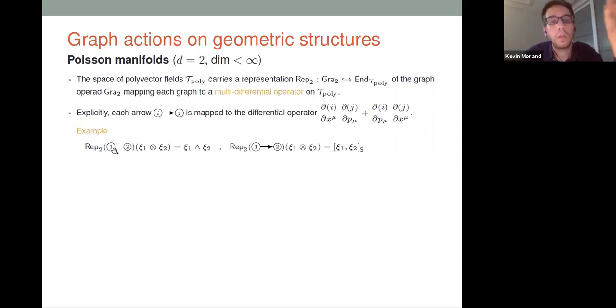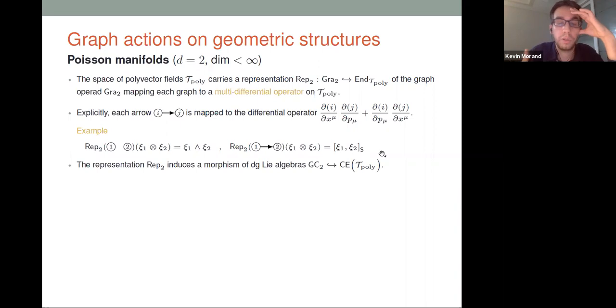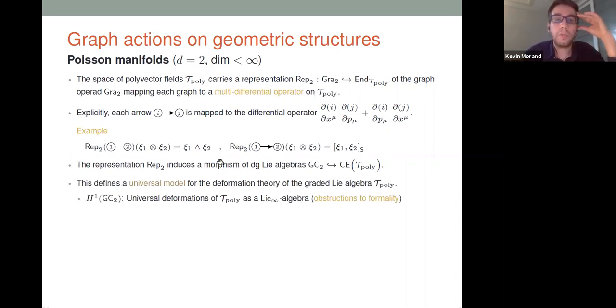So just two examples. Xi 1 and Xi 2 are two polyvector fields. This disconnected graph is mapped to the wedge product of polyvector fields, whereas this graph with one arrow is mapped to the Schouten bracket. So like this, given graphs, we can map them to multi-differential operators which act on T-poly, and we preserve the space of polyvector fields. Okay, so this defines a universal model.